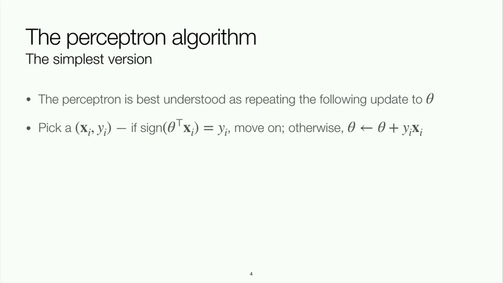So I'm going to pick a data point, and then I'm going to say, did my model classify this data point correctly? Is the sign equal to the sign of yi? If so, don't do anything. Just keep going. Pick the next data point. If not, if my model was incorrect, then I update my theta according to xi, where yi tells me the sign, the direction in which I want to go.